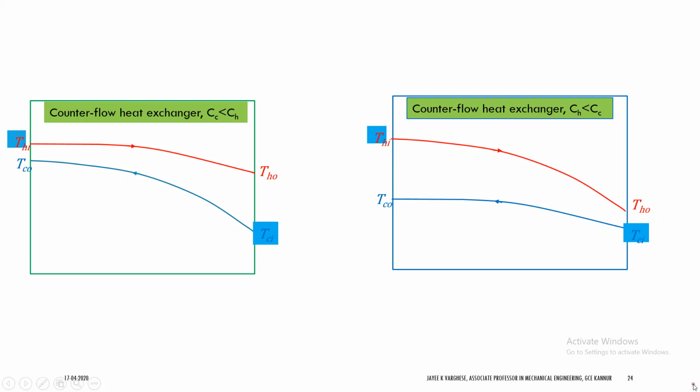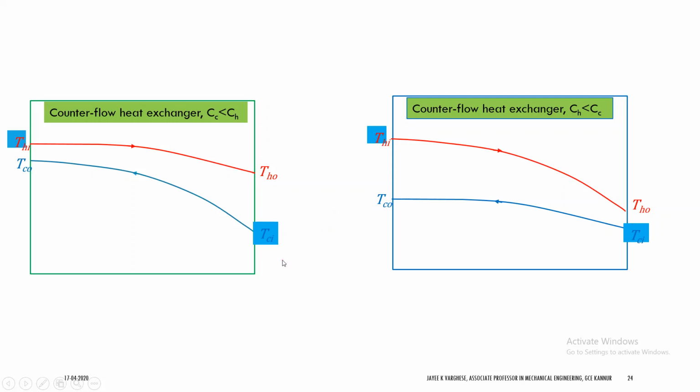So in the limiting case, either of two cases is possible. Either TCO will tend towards THI, or THO will tend towards TCI. Both cases cannot happen simultaneously. In order to satisfy the energy balance, only one of these can happen.